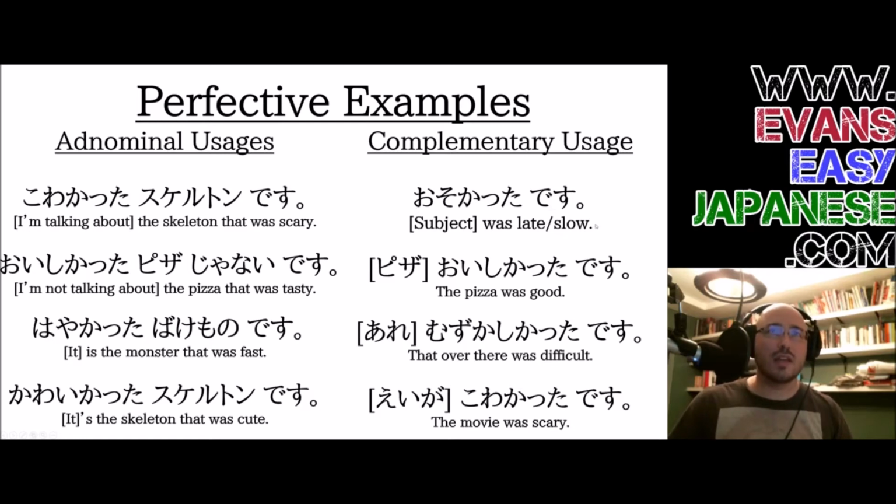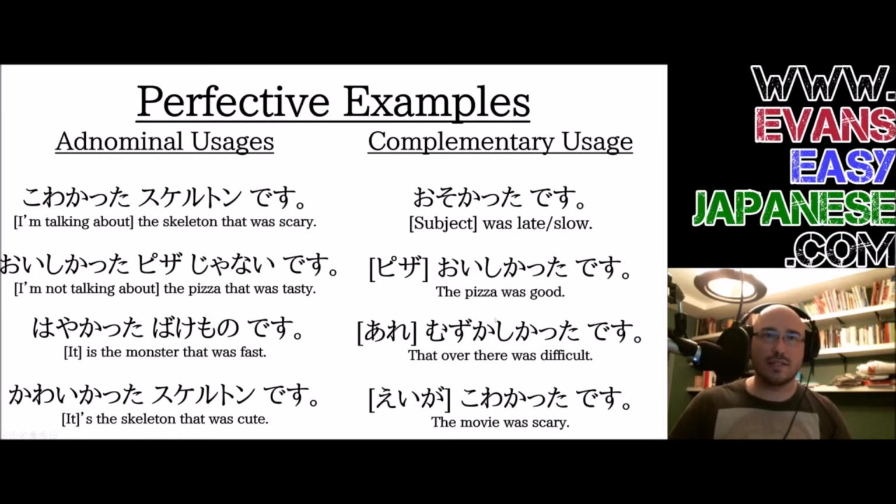Osokatta desu. The subject, whatever it might be, was late or it was slow. I put the pizza in parentheses because we don't actually need it in a sentence like this. Oishikatta desu. It was tasty. But if we want to know what it is that we're talking about, we'll say pizza oishikatta desu. Usually this will just be the answer to a question though, like, hey, how was the pizza last night? Oishikatta desu. It was tasty. Hey, how was that over there? Muzukashikatta desu. It was difficult.